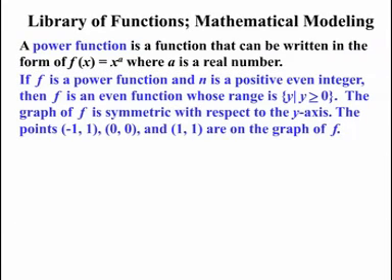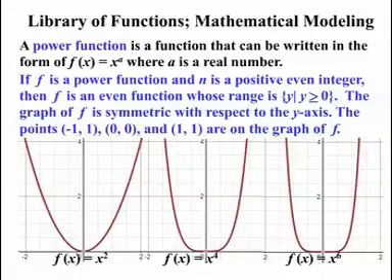If f is a power function and n is a positive even integer, then f is an even function whose range is all numbers y such that y is greater than or equal to 0. The graph of f is symmetric with respect to the y-axis. The points (-1, 1), (0, 0), and (1, 1) are on the graph of f. And here you see three cases of even power functions: f(x) = x squared, f(x) = x to the fourth, and f(x) = x to the sixth.